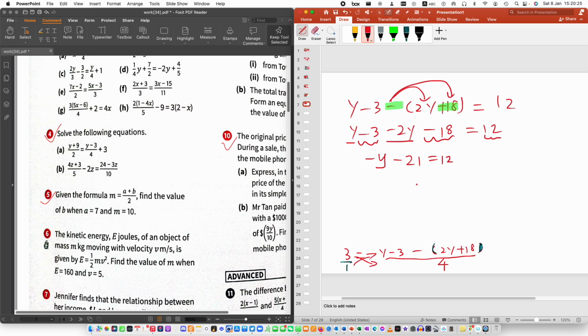Then of course, I see from your work you have done something like this, which is also quite good. Plus 21. Do you know why you need to plus 21 on both sides? Why do you add this 21 to both? What are you doing actually?